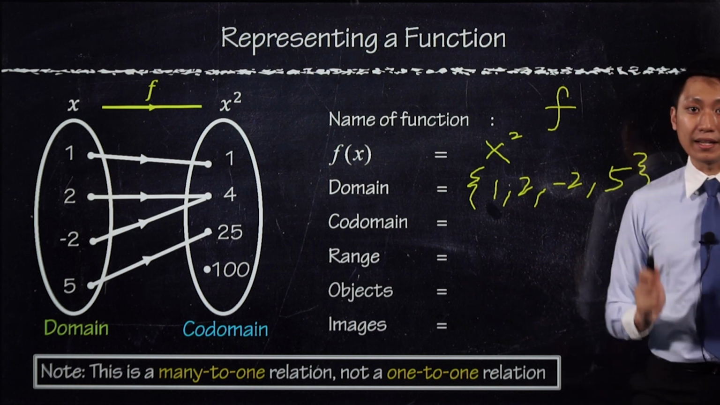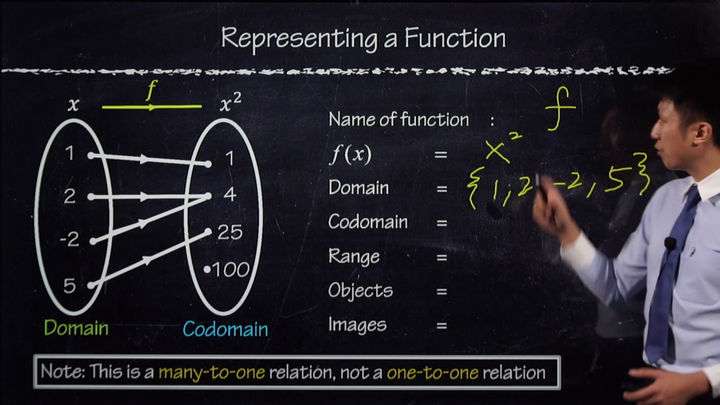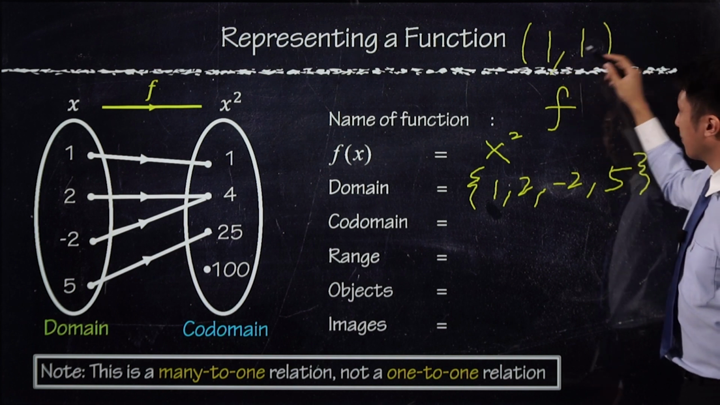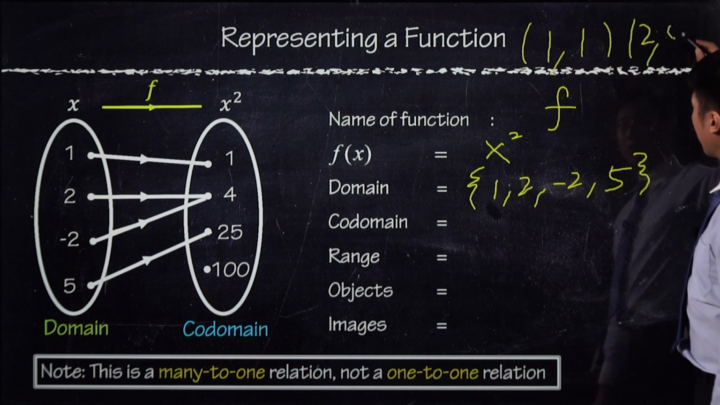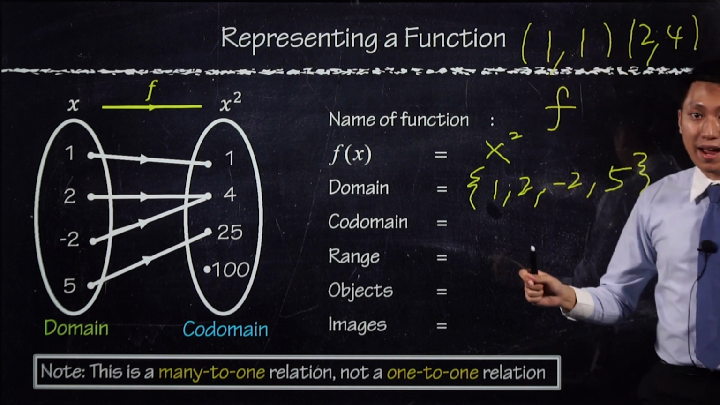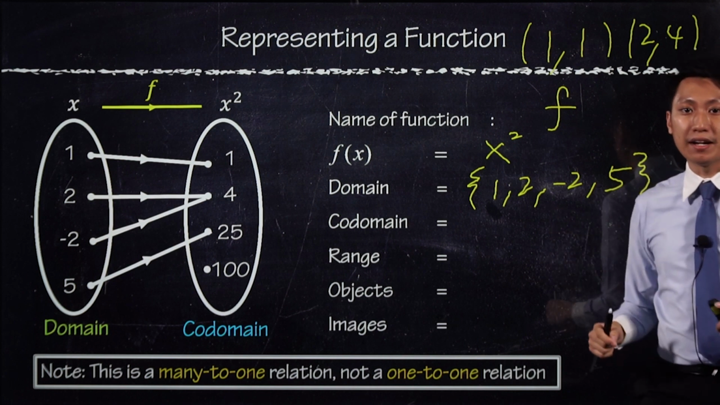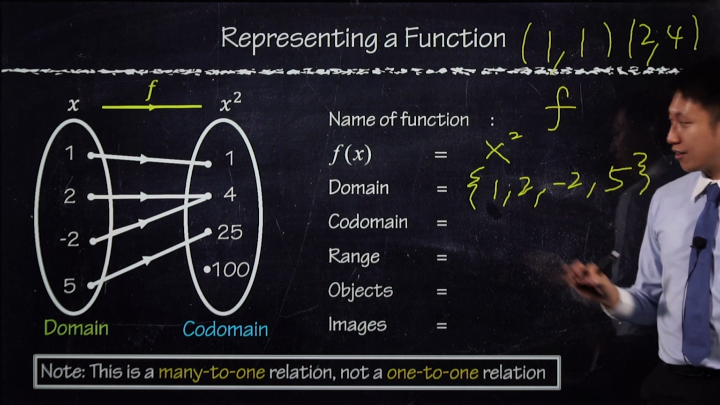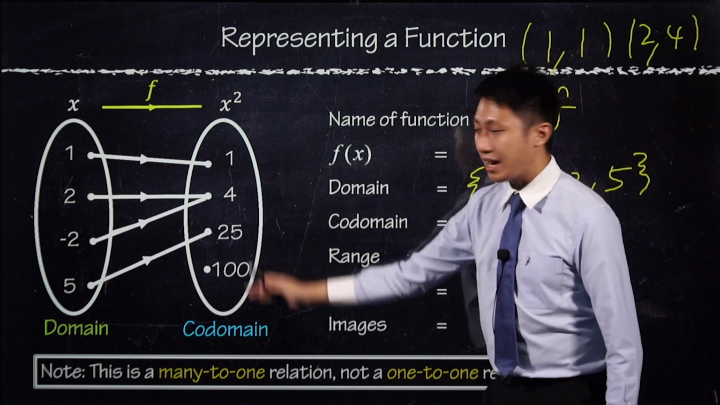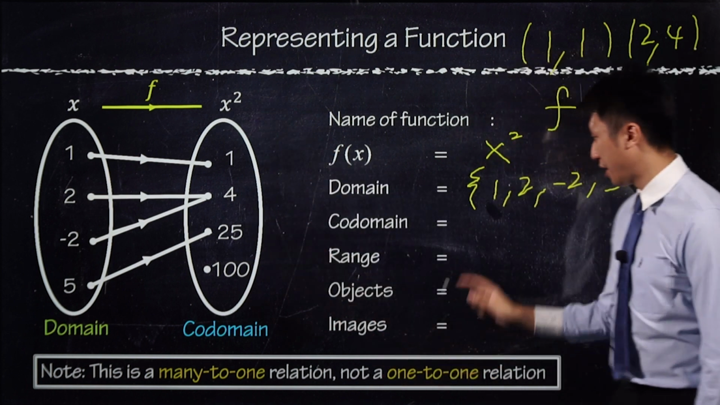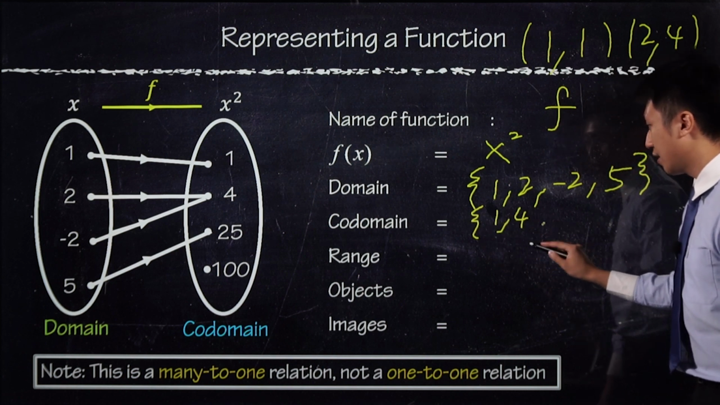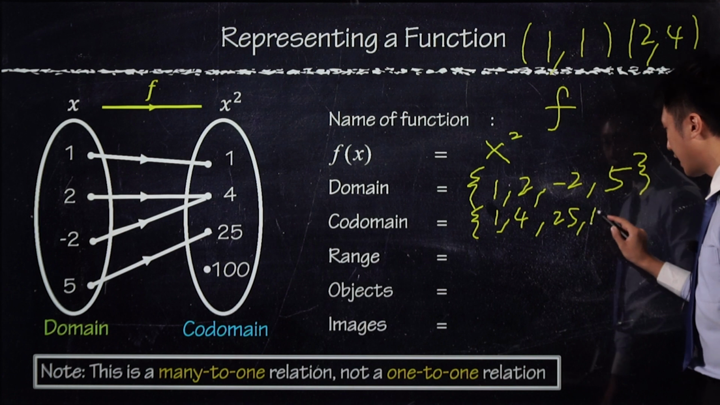It's fine. But the ordered pair that we did last time, like 1 and 1 here, and also 2 and 4 here, cannot be switched. This is an ordered pair. Ordered pair means the order must be there. But this is a set. The order can be changed. Codomain is the things on the right hand side. Everything, whether mapped or not mapped. So this one will be 1, 4, 25, and also 100.